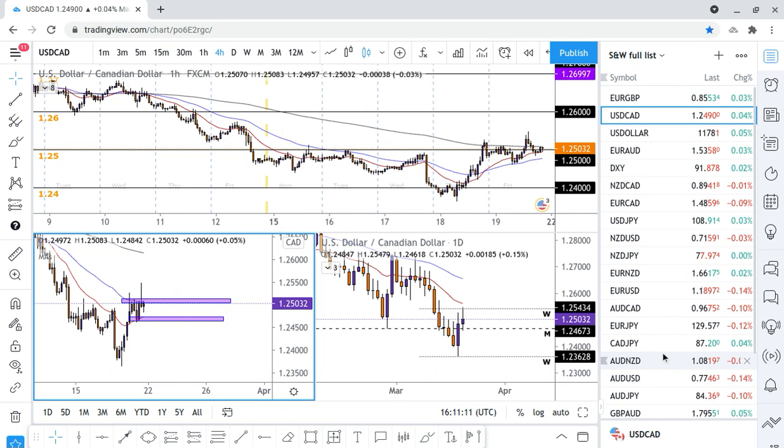But I have to be aware that most pairs trend at least once or twice a year for 4 to 6 weeks. And as a trader, I should be making the most of those environments whenever price is trending.